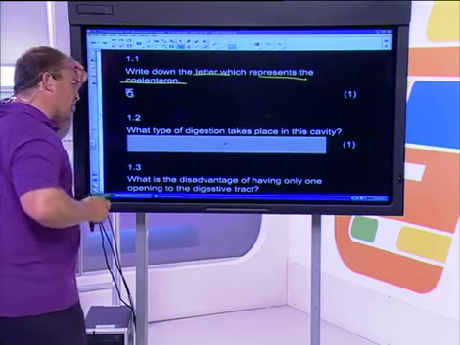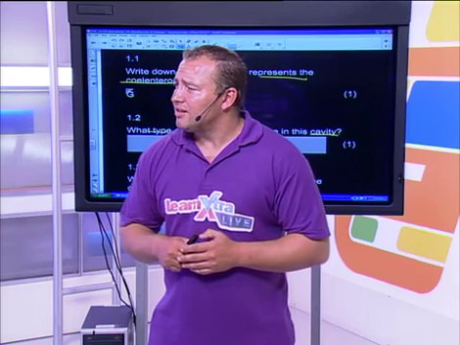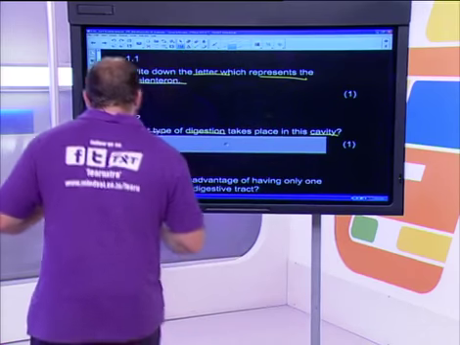What type of digestion takes place in this cavity? Well, what do you mean, what type of digestion? Isn't digestion just digestion? Hey, Looney? I thought it was. You know, you get internal digestion, you get external digestion, you get intracellular digestion. There's a lot of digestions, which is quite cool. So let's have a look at it.